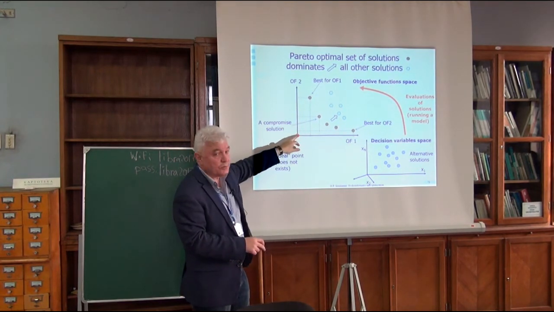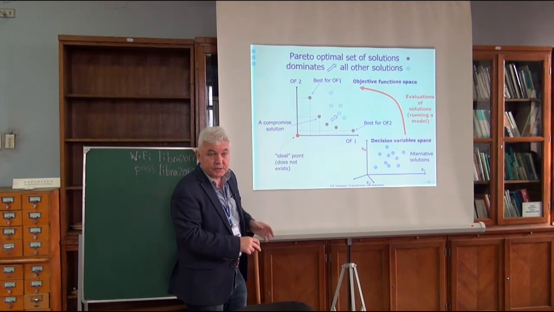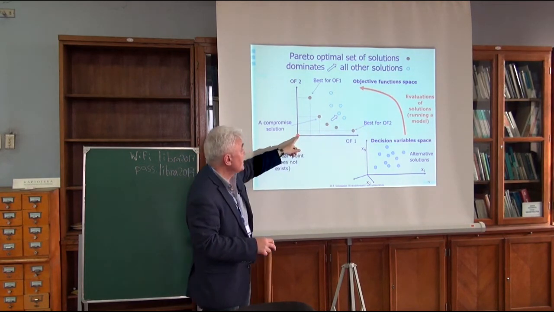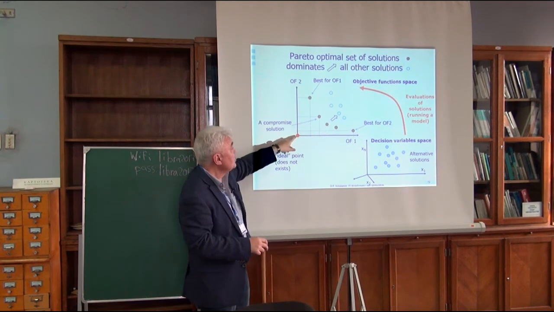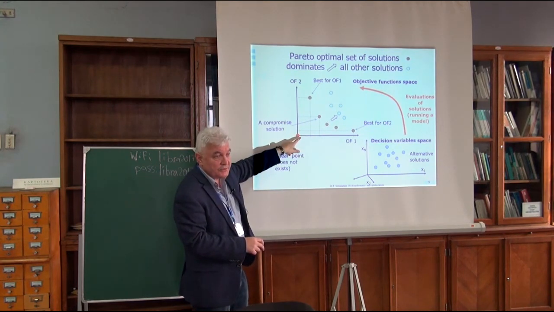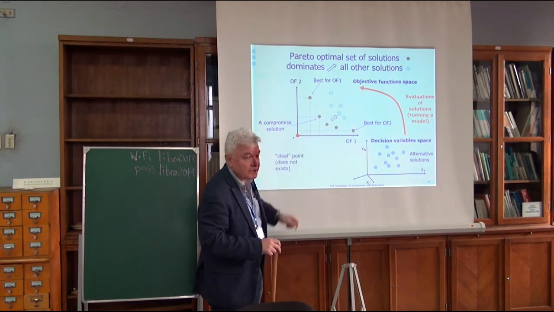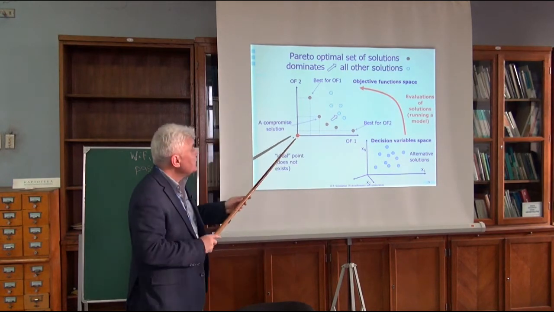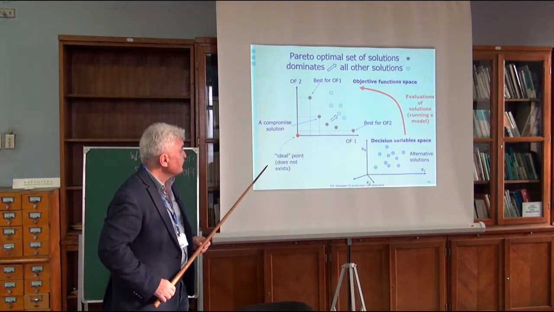So this ideal point doesn't exist. We cannot spend 0 rubles and have 0 floods. You have to spend some money, then you have fewer floods, right? So this ideal point we're aiming at, but it doesn't exist.